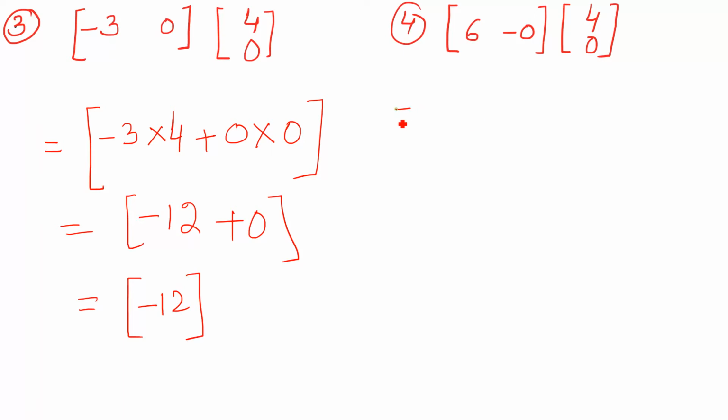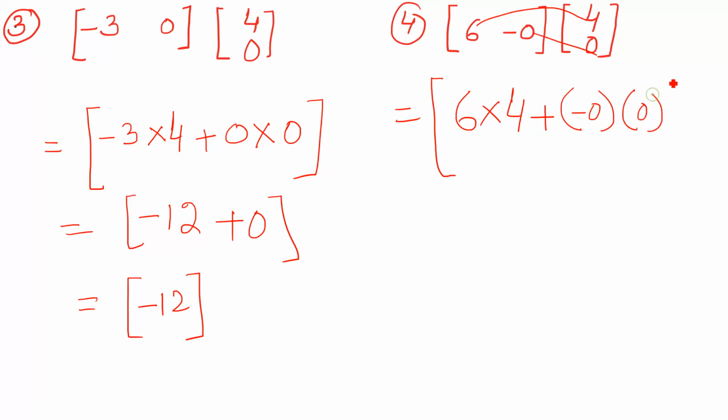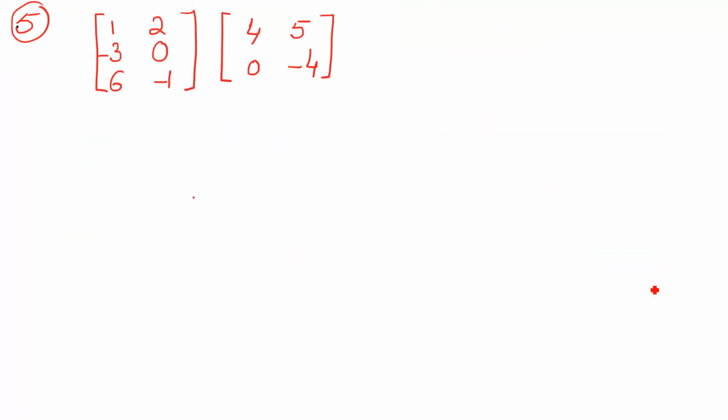Come on to the fourth one. 6 multiply by 4, right? This with this with this, and here you have to use always a plus sign, but there is minus 0, so 0 means nothing, and then this is 24, right? So 24 plus 0, so this is the answer. One more question we will solve.